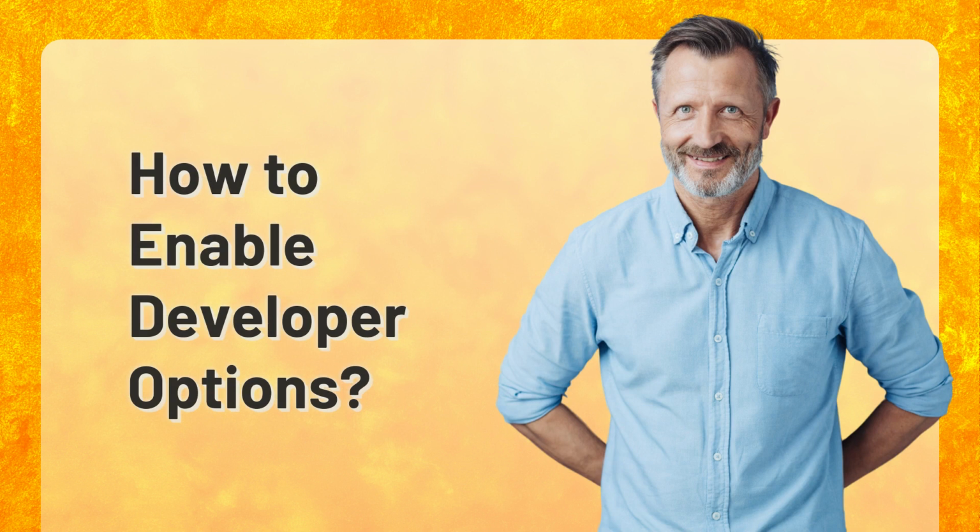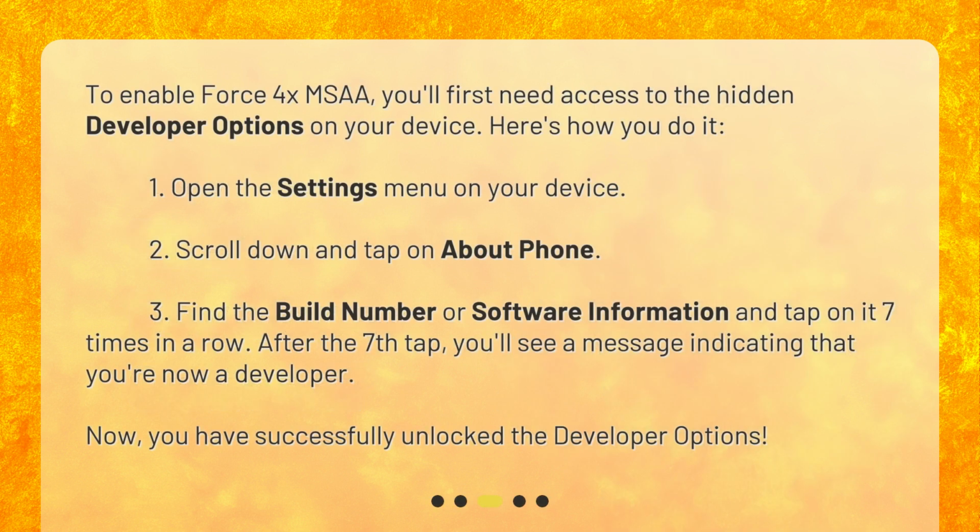How to enable developer options? To enable Force 4x MSAA, you'll first need access to the hidden developer options on your device. Here's how you do it. 1. Open the Settings menu on your device. 2. Scroll down and tap on About Phone. 3. Find the build number or software information and tap on it 7 times in a row. After the 7th tap, you'll see a message indicating that you're now a developer. Now, you have successfully unlocked the developer options.